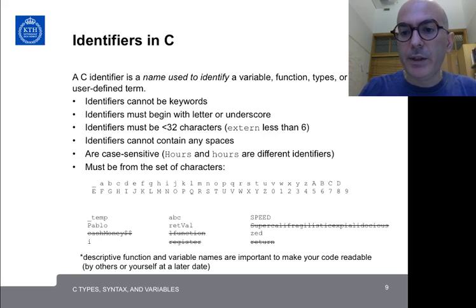An identifier is the name given to entities such as variables or functions. There are a few rules when choosing an identifier. For instance, it should start with a letter or underscore, not a number. It can be long, but not too long, less than 32 characters. An important point about identifiers is that C is case sensitive. That means that a variable starting with a capital letter is different from a variable starting with a lowercase letter. See the example here with the variable called hours.